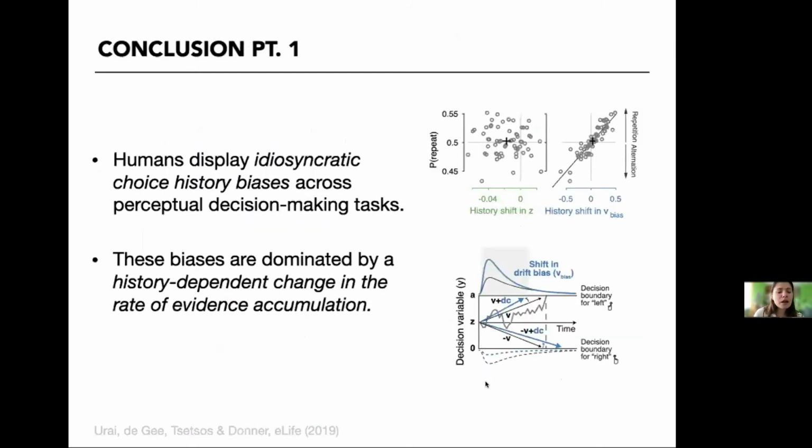So we did a number of other modeling exercises to pinpoint how the previous choice that we make can give rise to this moment-to-moment bias that feeds into the evidence accumulation, leading, as I said, to these idiosyncratic choice history biases. Now, this is published. I invite you.